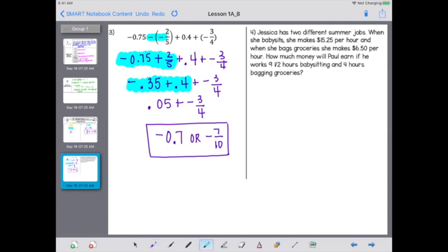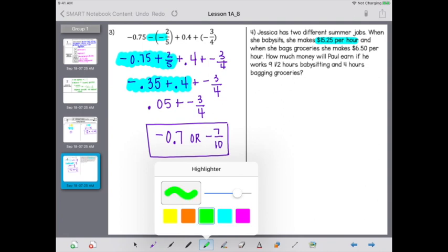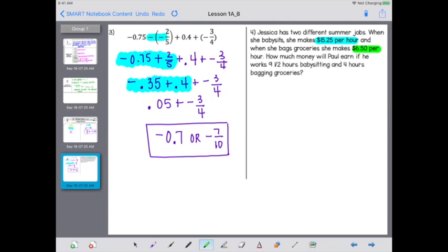So number 4 was a word problem, so you had to be very careful. So Jessica has 2 different jobs. When she babysits, she's going to make $15.25 per hour. When she bags groceries, she's going to make $6.50 per hour. So you need to make sure you know the two. So how much will she earn if she works 9.5 hours babysitting and 4 hours bagging? So this should be Jessica, not Paul.